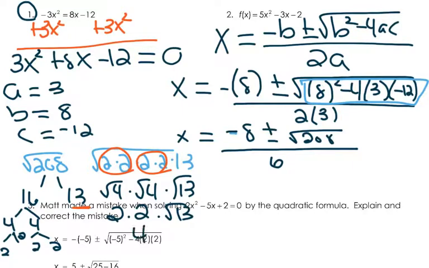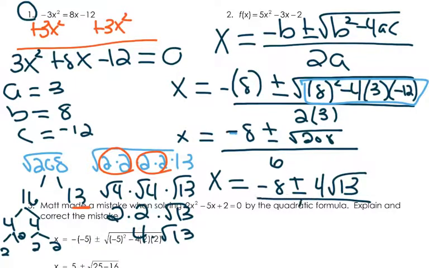2 times 2 is 4. 4 radical 13. Now I'm going to put that back in here. So I have x equals negative 8 plus or minus 4 radical 13, and all that is over 6.